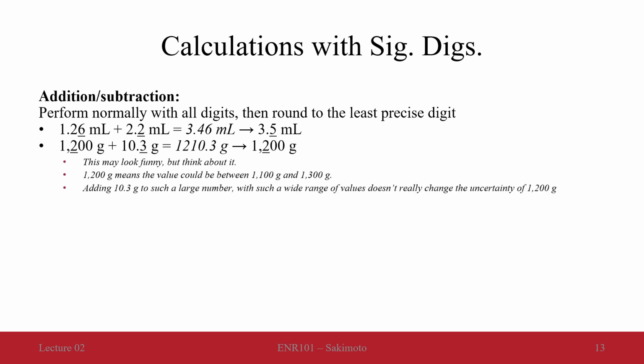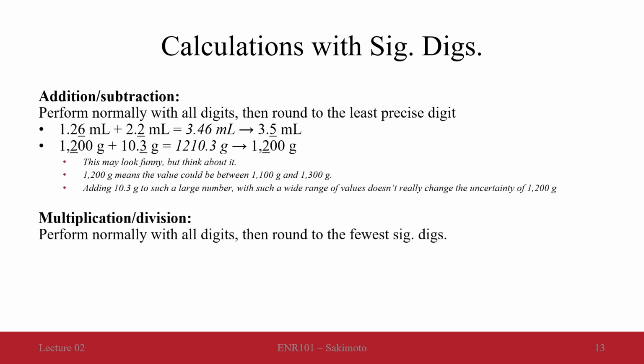Now this is going to look weird, and this may be a little counterintuitive, but if you think about it for a second, by measuring 1,200 grams, our imprecision says that our actual measurement, the uncertainty, is anywhere between 1,100 to 1,300 grams. Such a large range of error, such a large range of uncertainty, means that adding a very, very precise but very small 10.3 grams doesn't actually change that number all that much. The error is still within this wide range of 1,100 to 1,300 grams, and so our final answer is still within that range of 1,200 grams with two significant digits out to the hundreds place. When we multiply and divide things, we have a different rule.